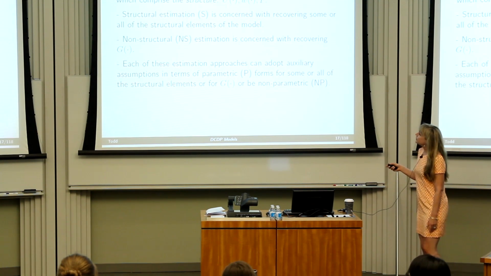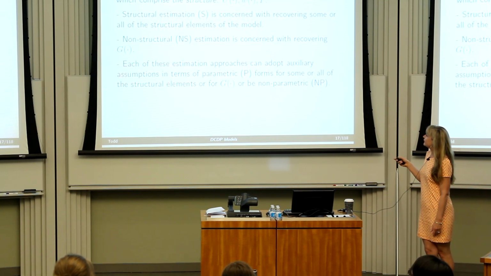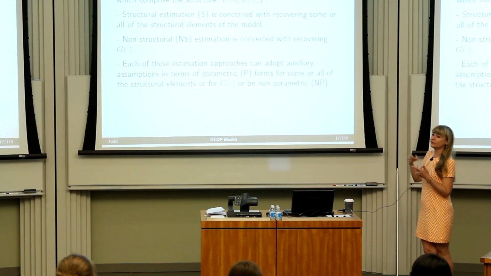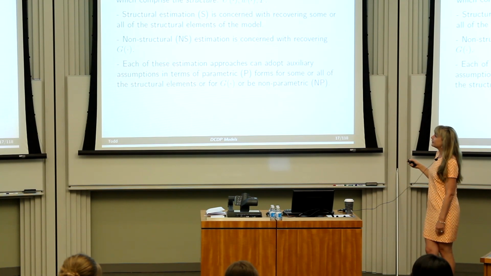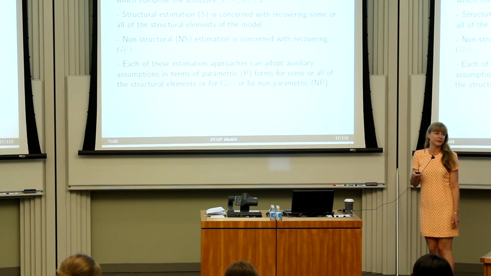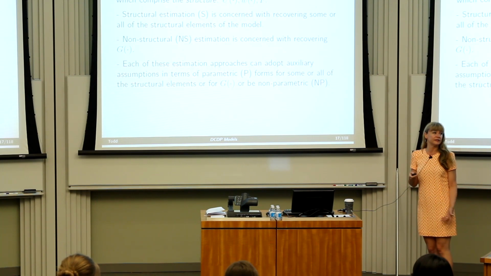Okay, so G, you can see, depends on, since we're integrating out over the unobserved things, G only depends on the observables. And it's a function of different elements within this model: the utility function, the wage offer equation, and the distribution of the unobservables. All those things enter into G.